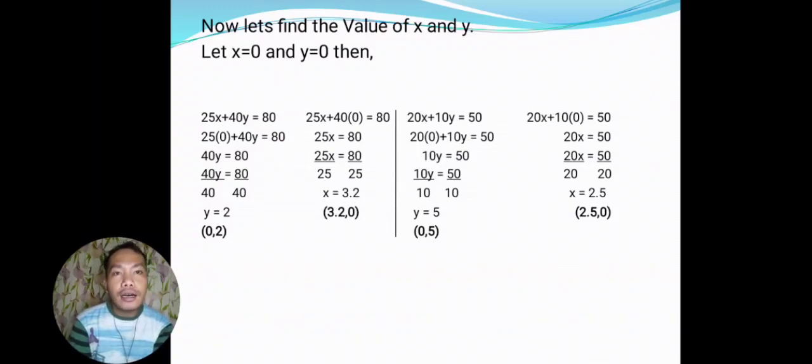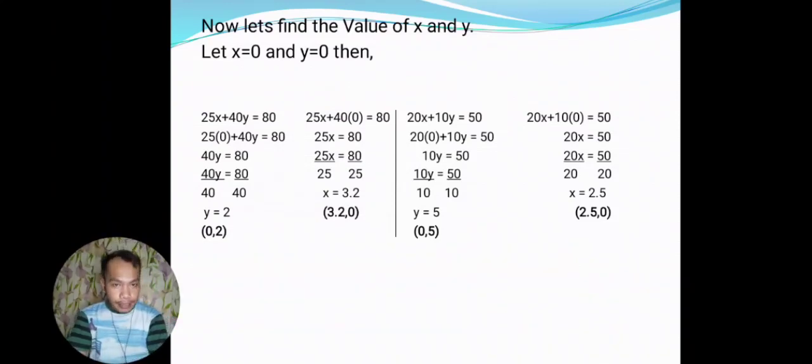25x plus 40y is equal to 80. So we will let x equal to 0. So 25 times 0 plus 40y equals 80. So the 25x term becomes 0, so what remains is 40y equal to 80. Dividing 80 by 40, y is equal to 2. So our first point would be (0, 2).